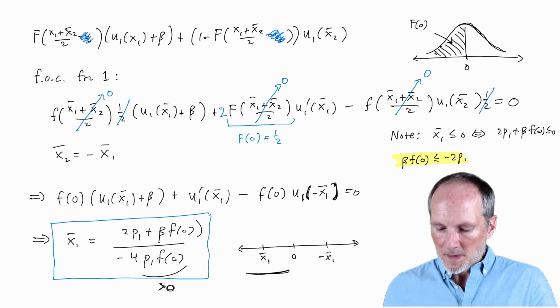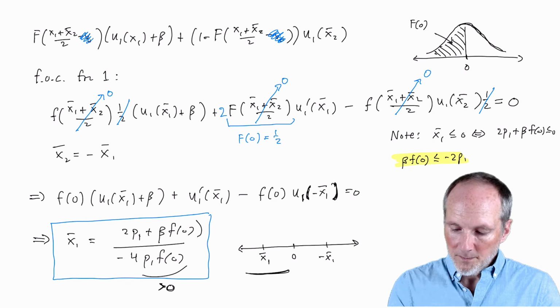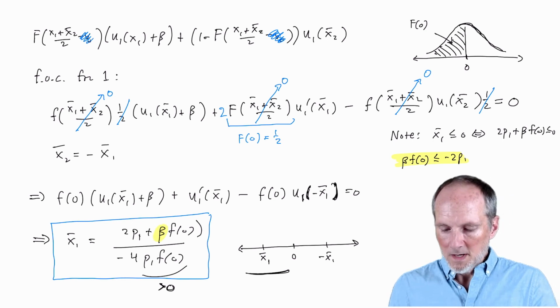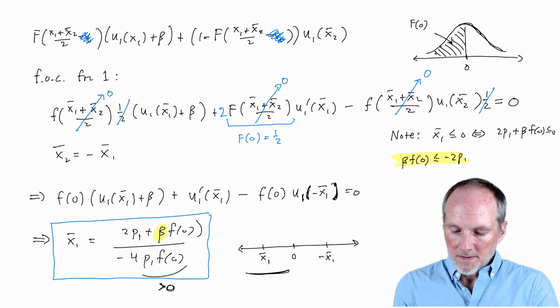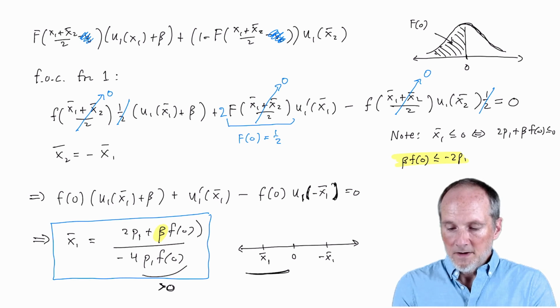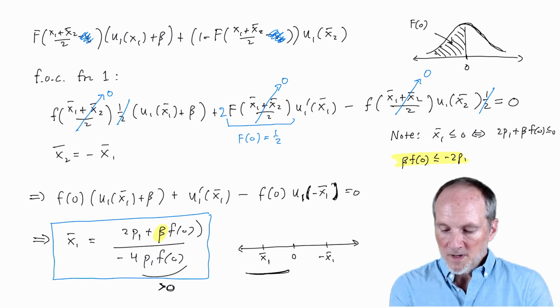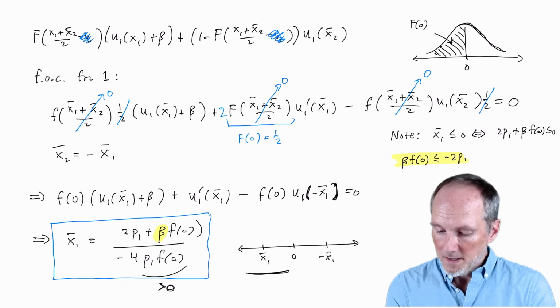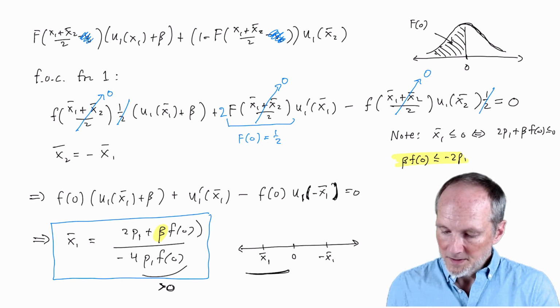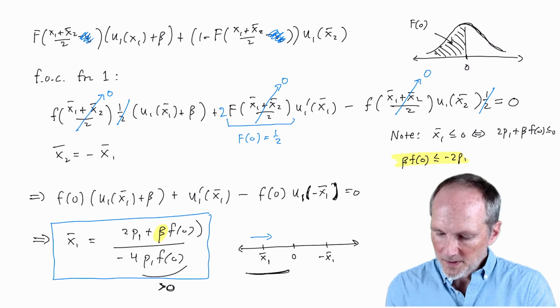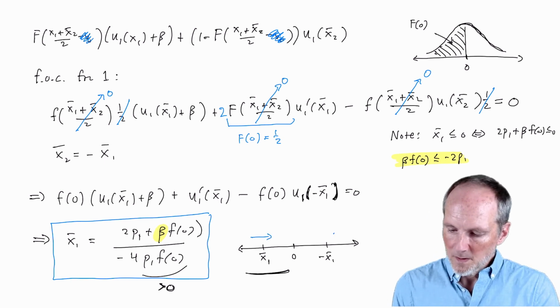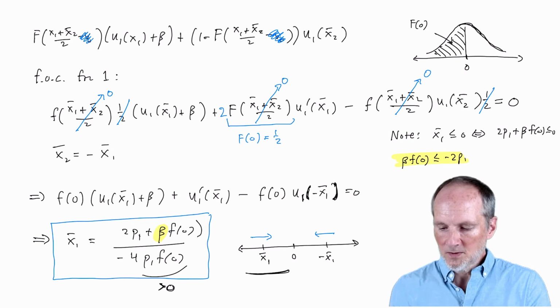Well, suppose we make beta big. Then you can see that as beta increases, this x1 bar, the policy proposal of politician 1, is going to increase. So as beta increases, the policy proposal will increase. Symmetrically, politician 2's proposal decreases.